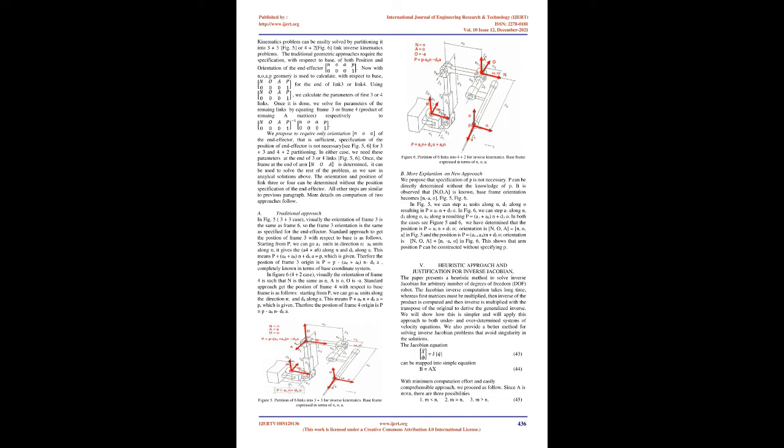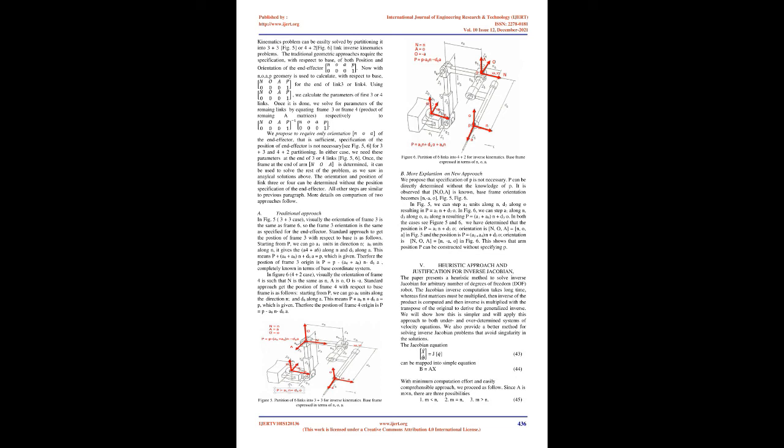Fig 5, 6. Once the frame at the end of arm is determined, it can be used to solve the rest of the problem, as we saw in analytical solutions above. The orientation and position of link 3 or 4 can be determined without the position specification of the end effector. All other steps are similar to the previous paragraph. More details on comparison of two approaches follow.